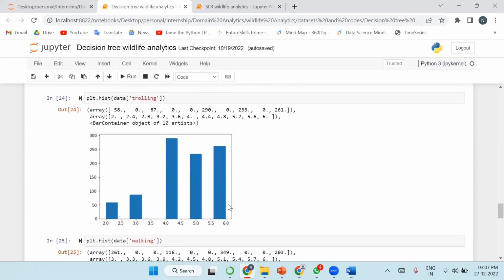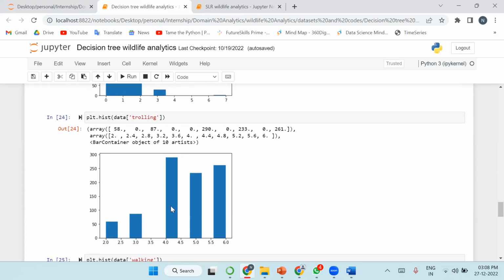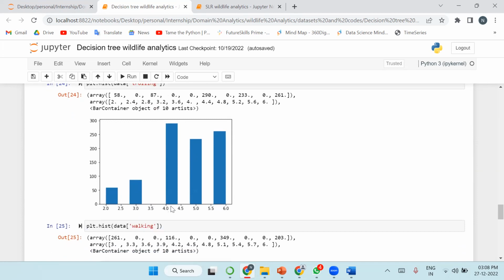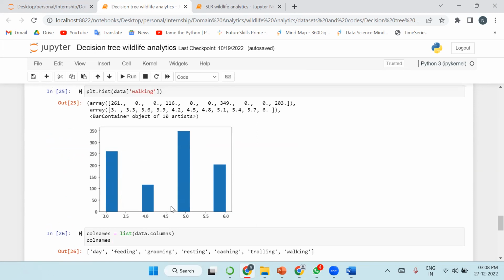And then we have crawling. So the data here also, 4.5 has the most distribution of data. From this, to draw insights, we can say that the animals in the enclosed area, the average of their crawling is 4.0 to 4.5. And then we have one more feature in our column, that is walking.